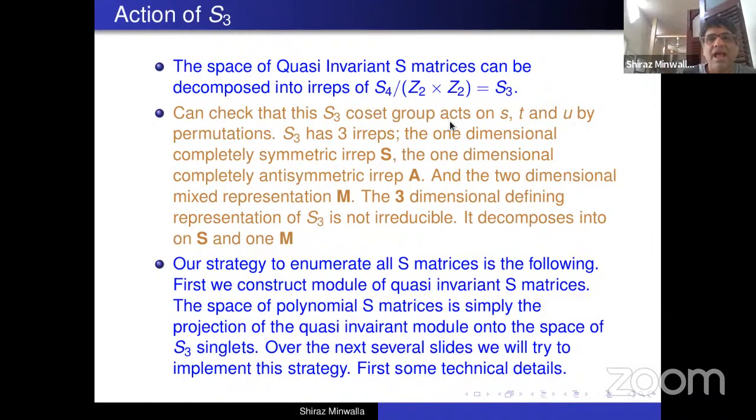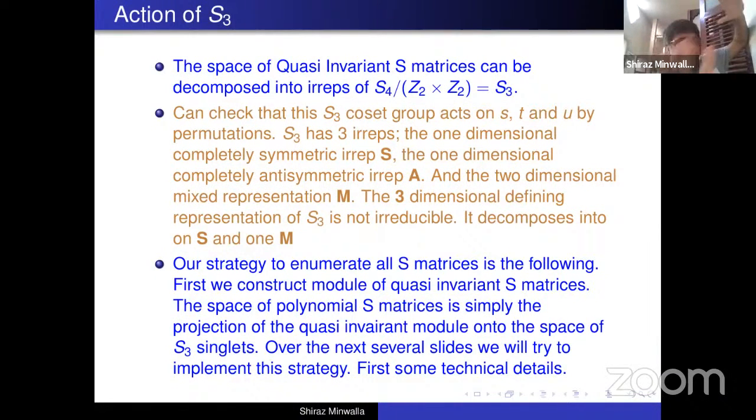Now, S3 is the permutation group of 3 objects. In fact, in the current context, this remaining S3 acts on S, T and U by permuting S, T and U. The way we're going to proceed is this. We're going to work with these quasi-invariant S matrices, which have this nice module structure.